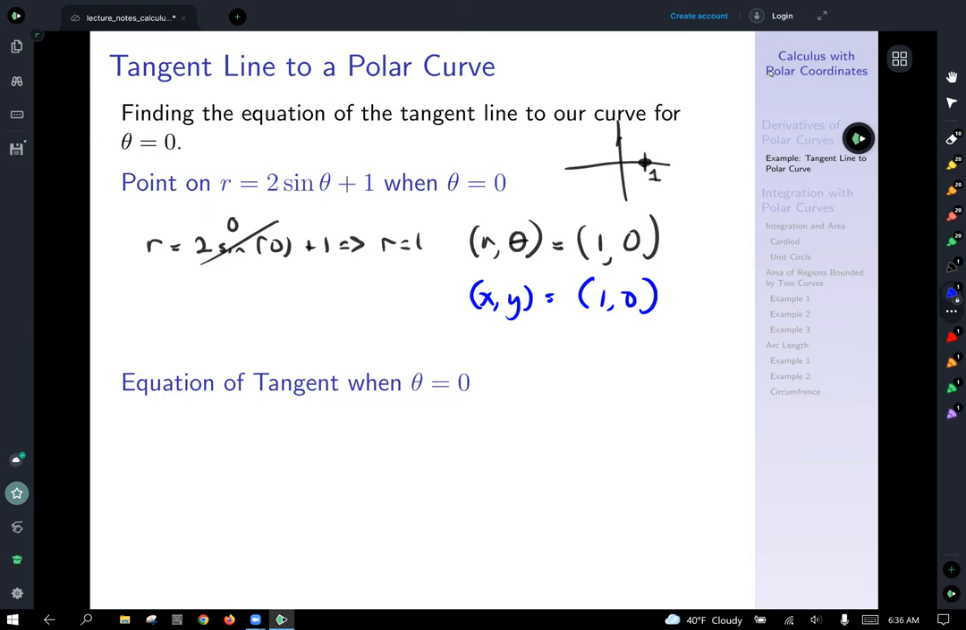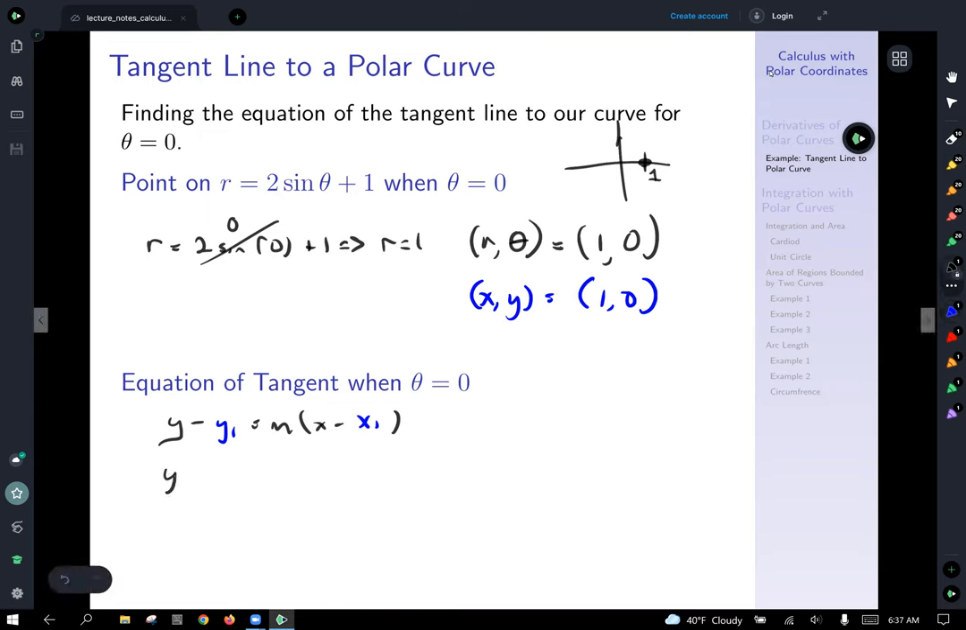Okay, and now we're ready to find the equation of the tangent line. What is the equation of a line? Well, in general, it's going to be y minus y1 is equal to m times x minus x1. I'm going to write y1 and x1 in blue to emphasize that that point can't be the polar point, but rather needs to be the equivalent version of the polar point in the xy coordinate system.